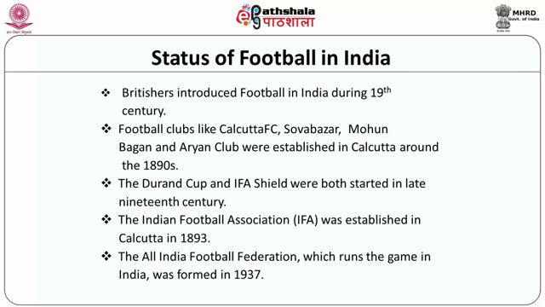Now we come to Indian football. Britishers introduced football in India during the 19th century. Football clubs like Calcutta Football Club, South Bazaar, Mohun Bagan and Aryan Club were established in Calcutta around the year 1890. The Durand Cup and IFA Shield were both started in the late 19th century. The Indian Football Association, that is called IFA, was established in Calcutta in 1893.